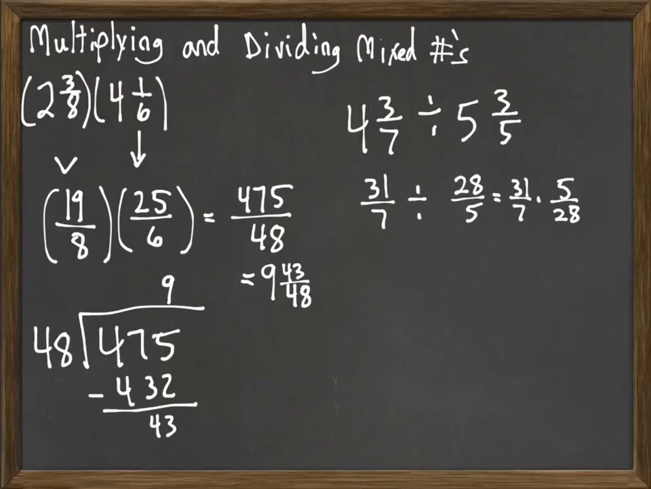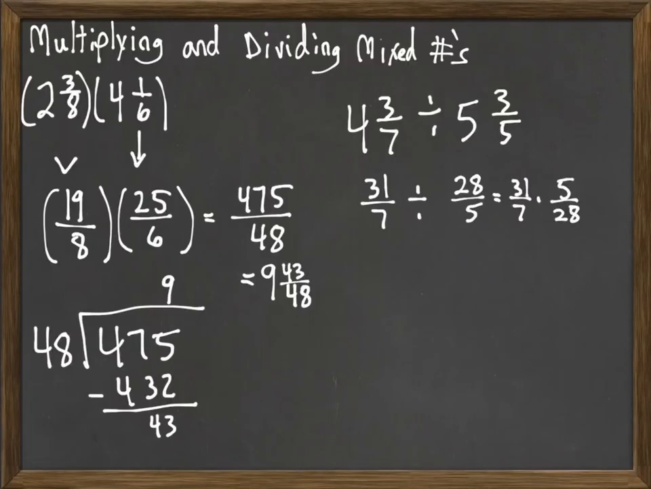And as we do this, we quickly see, hey, I can't cancel anything out from top and bottom. So we just need to put those together. 31 times 5 will be 155. And in the bottom, we have to take 7 times 28.